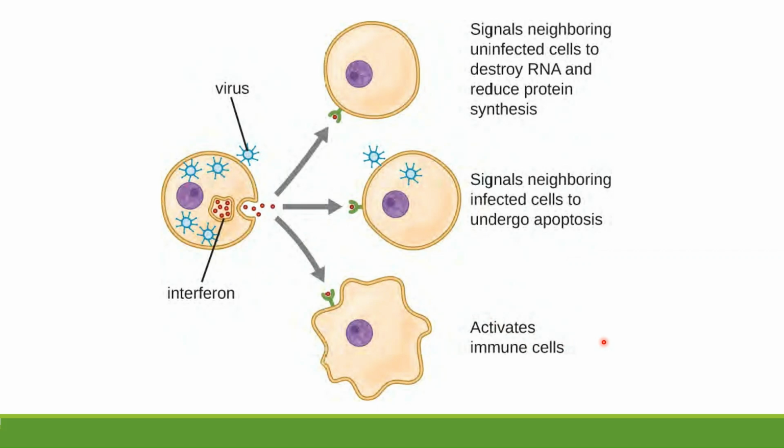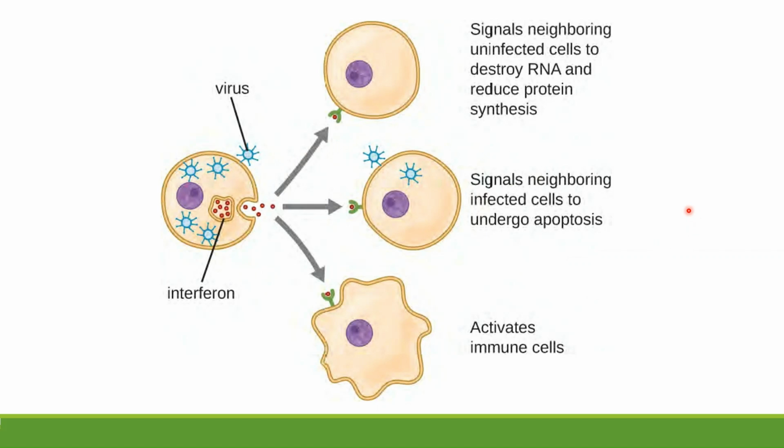Interferons trigger three important responses. One, the unaffected neighboring cells destroy their RNA and reduce protein synthesis. And this is to prevent viral replication within them if they are also exposed to a virus. Number two, the infected neighboring cells undergo apoptosis. Again, that's programmed cell death by that cell. It leads to its own death.